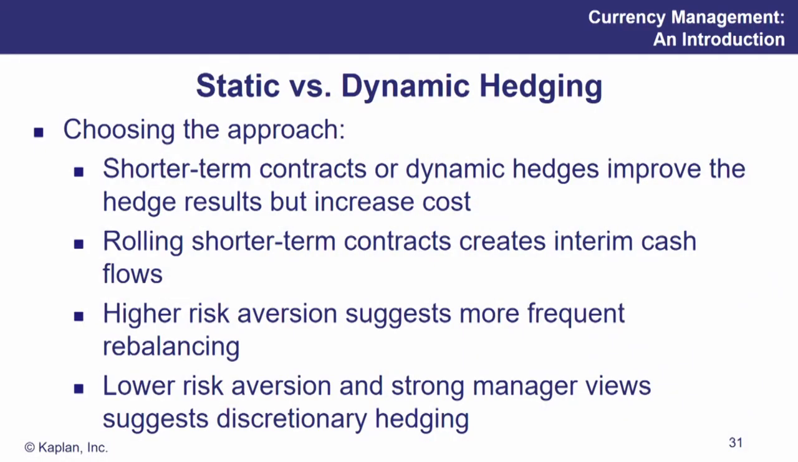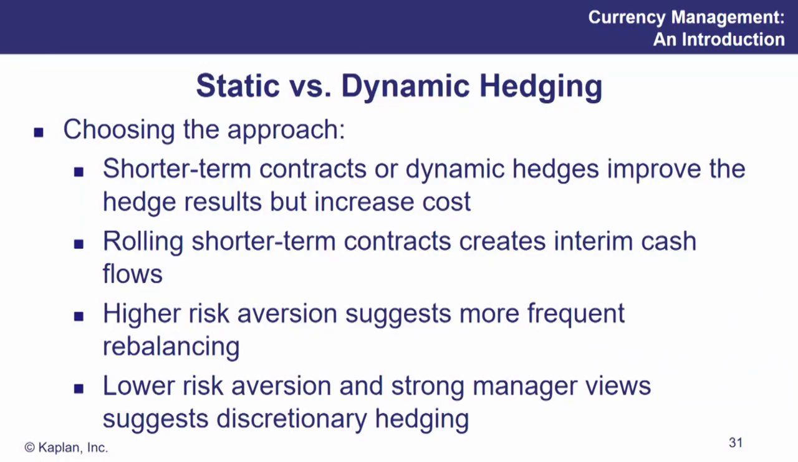Okay, now if we want to decide between static versus dynamic hedging, it's going to depend upon our level of risk aversion. Think of it that way. If I have shorter term contracts and a dynamic hedge where I'm making several trades over a period of time, that does improve the hedge results. So if I'm a little bit more risk averse and I don't want to see my hedge get mismatched, I may be more interested in being more dynamic in my hedging, but notice that that's also probably going to increase the cost as well.